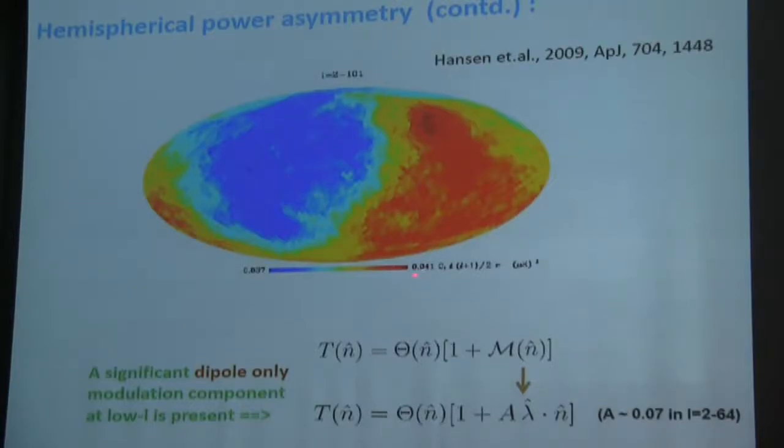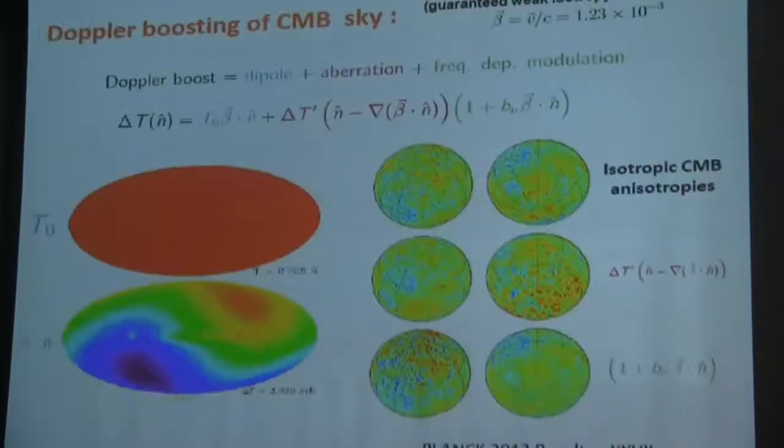So this hemispherical power asymmetry is predominantly dipole in nature, and it is at the level of 7% at very large angular scales. The amplitude is at the level of 7%, and this is about 3 sigma inconsistent with the standard model expectations.